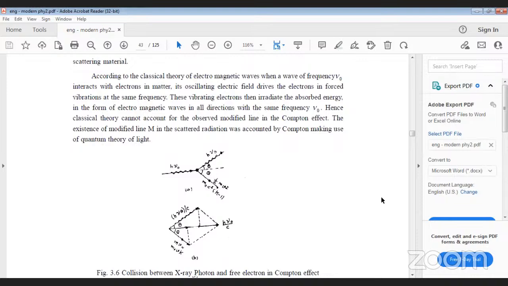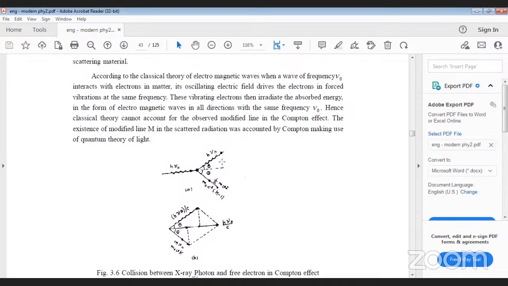So by the theory of classical mechanics, the electromagnetic wave which has the wave frequency nu naught is going to be interacting with the electrons in matter, and also oscillating the electric field, which is going to be driving the electrons in forced vibrations with the same frequency. And these electrons then radiate the absorbed energy in the form of electromagnetic waves in all directions with such a frequency nu naught. And here the classical theory cannot account for the observed modified line.